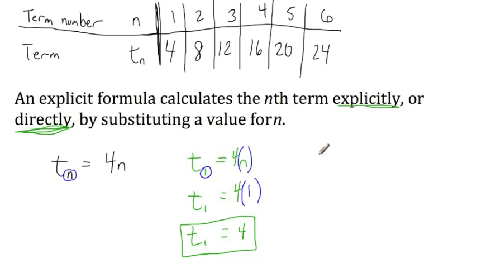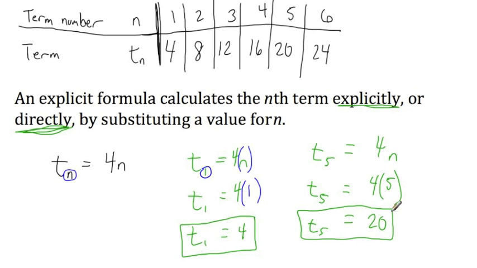Let's go ahead and jump right to the 5th term. And let's generate the 5th term here. I'm going to again use this formula, 4 times n, where in this case n is equal to 5. So I'm going to substitute 5 in for n, and 4 times 5 is 20. So the fifth term is 20, which is exactly what our chart tells us. The fifth term of the sequence is 20.